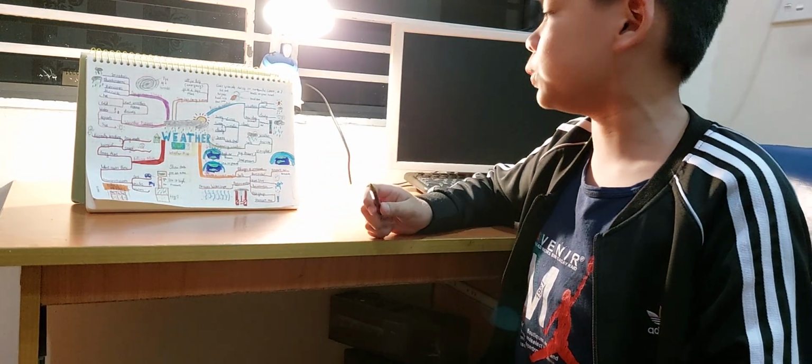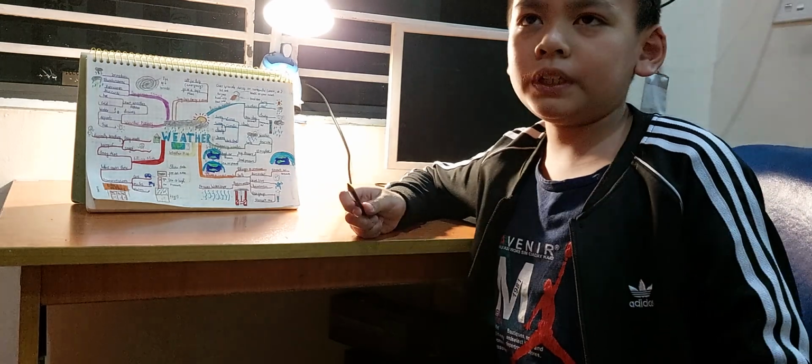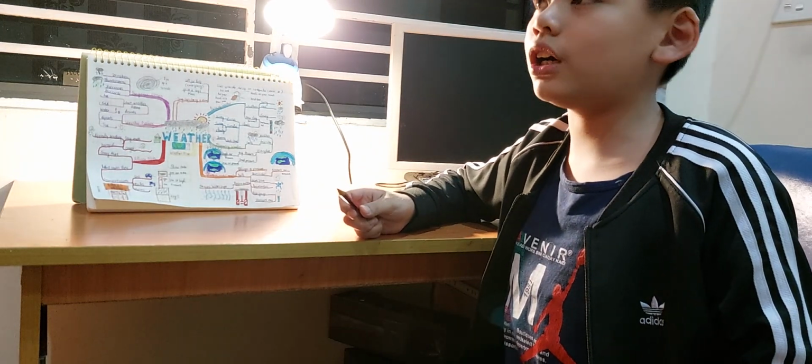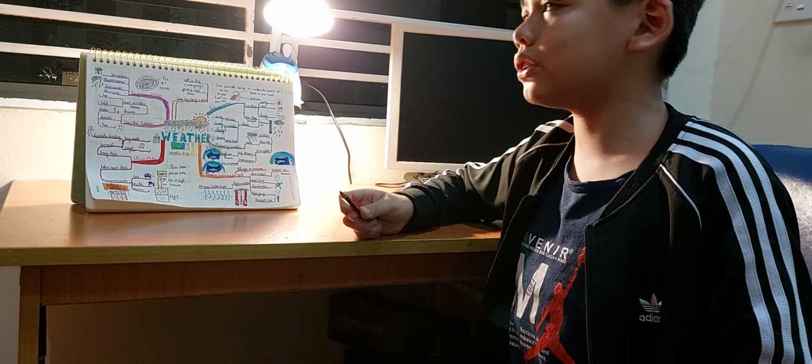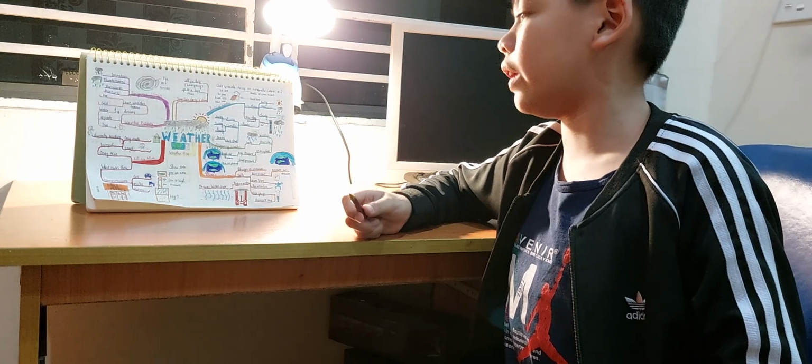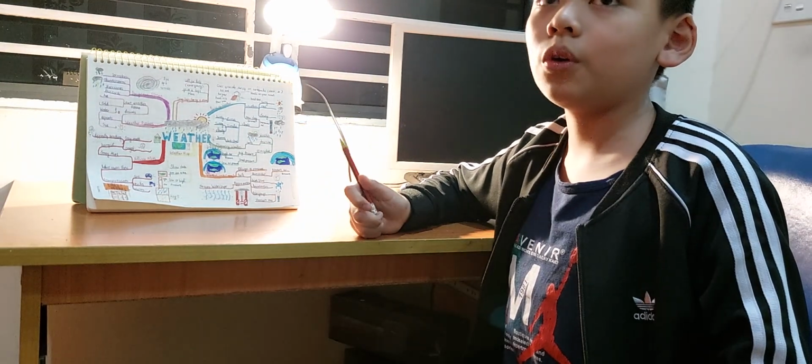Scientists can also rely on the atmosphere too. Scientists can rely on how its pressure changes, so they can know when it's rainy, cloudy, sunny, or anything.